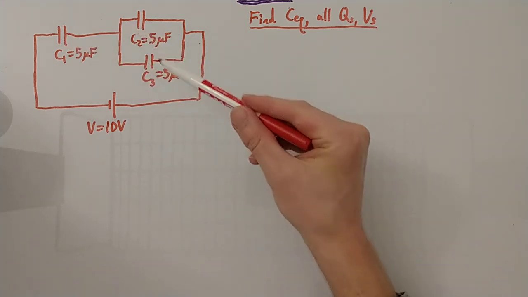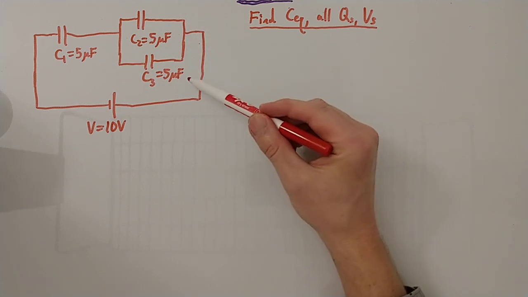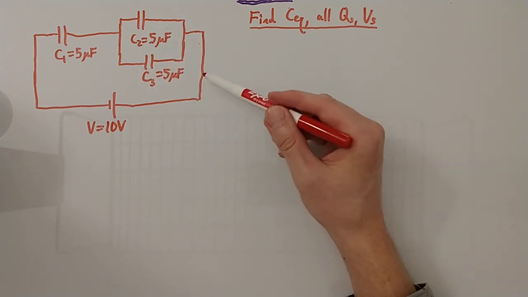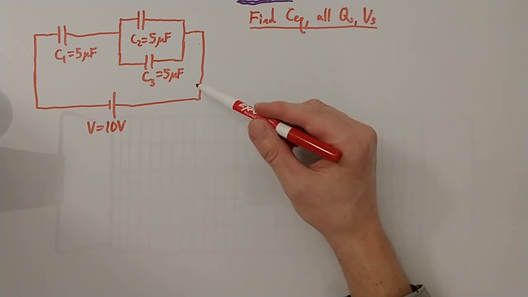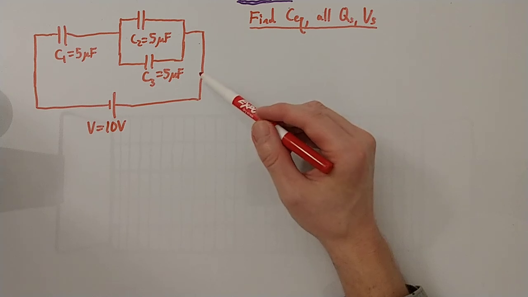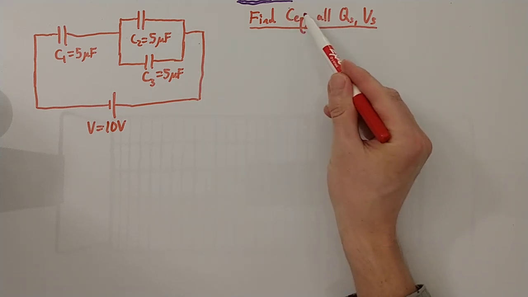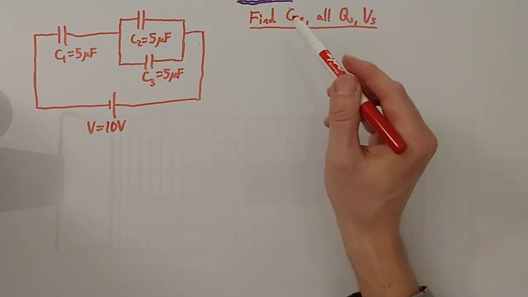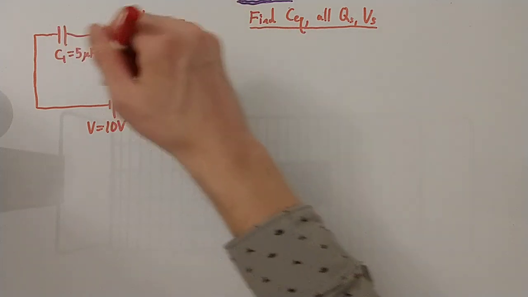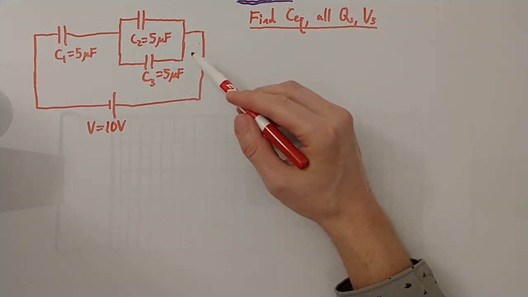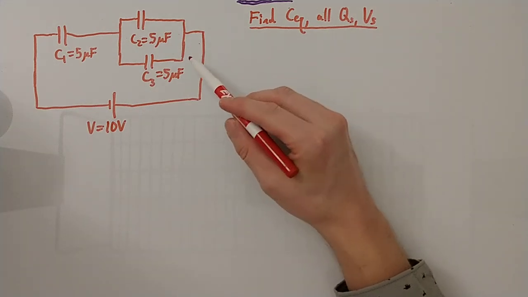We'll say that each of these capacitors, to make the problem numerical, all have 5 microfarads worth of capacitance. And the question here has a couple different parts. First, I want us to find the equivalent capacitance of this whole system. That is, if I took out all 3 of these capacitors and just wanted to replace them with a single capacitor, what would be the capacitance of that capacitor?